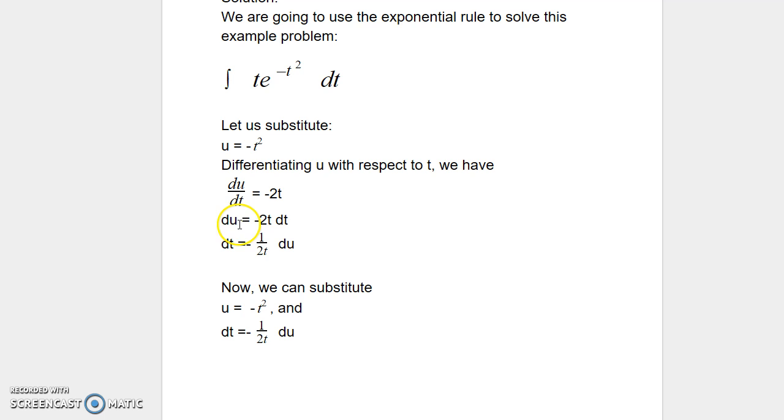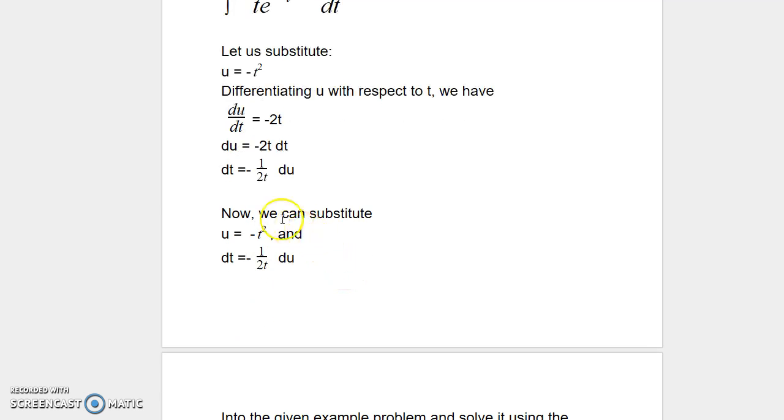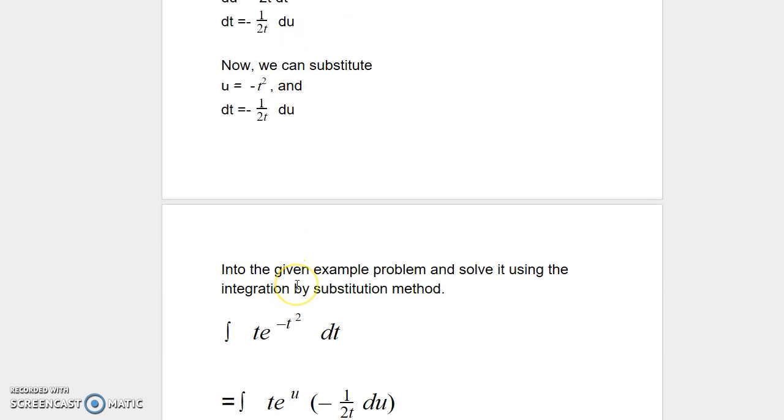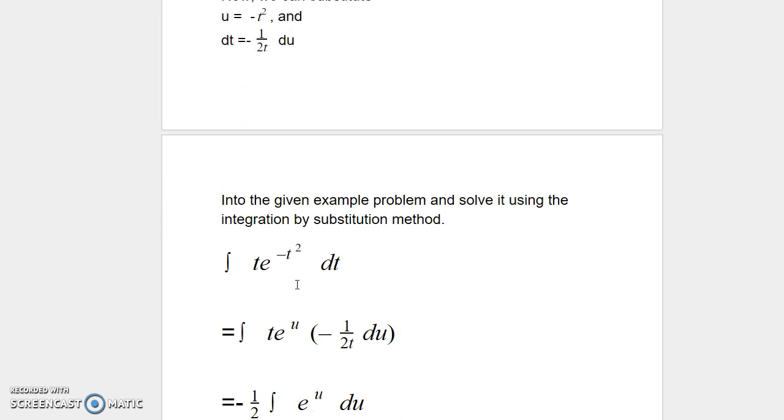So I can rewrite this as du is equal to minus 2t dt. If I have to express it in terms of dt, I can write it as dt is equal to minus 1 over 2t du. So now we can substitute u as equal to minus t squared and dt as equal to minus 1 over 2t du into the given example problem, and then use the rules of integration to solve it.